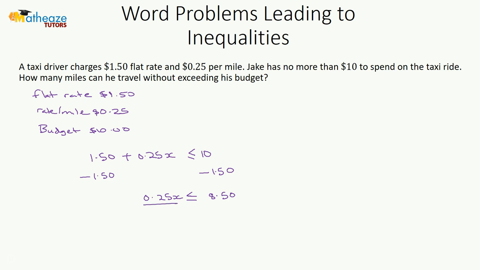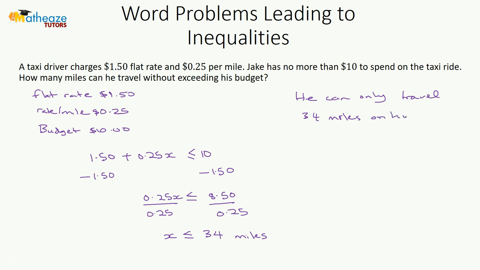Now we have to divide by 0.25 on both sides, and so x is going to be less than or equal to 34 miles. So he can only travel 34 miles on his budget.